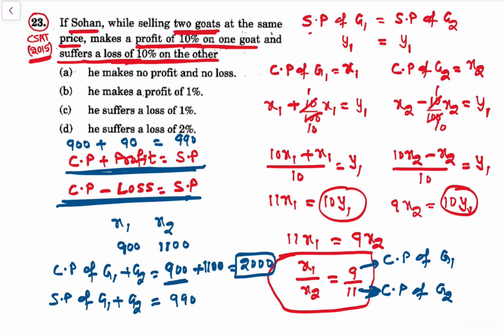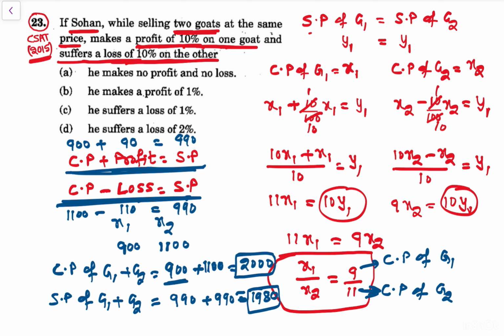So 990 plus, now see, CP minus loss. Goat 2 had a loss, so the CP of goat 2 is 1100 minus the loss, which is 10%, so 10% is 110, equal to SP. That is again 1100 minus 110, which is 1000 minus 10, so 990. So 990 again, so this is 1980, the selling price.